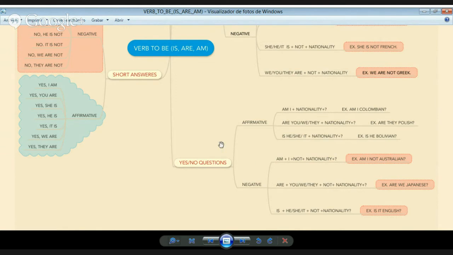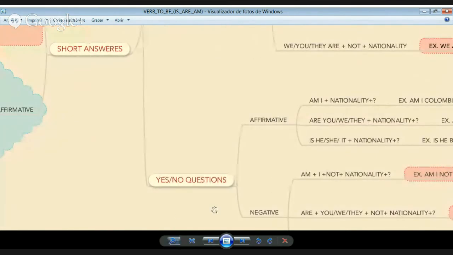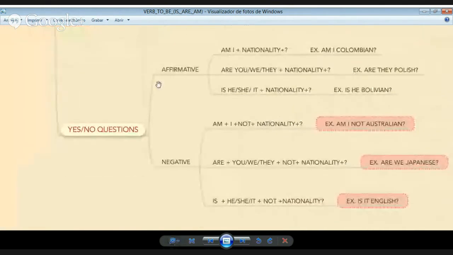So, in order to continue, let's go with the yes, no questions. Okay, if you can see the application of yes, no questions, okay, you have how to make affirmative yes, no questions.